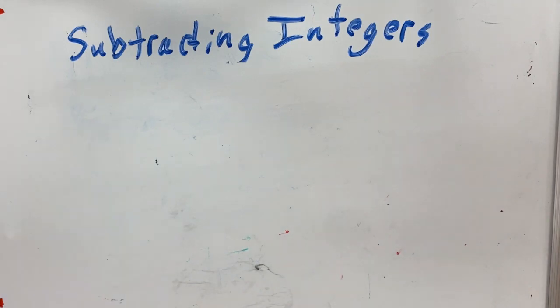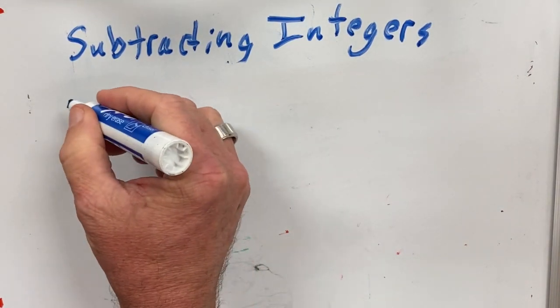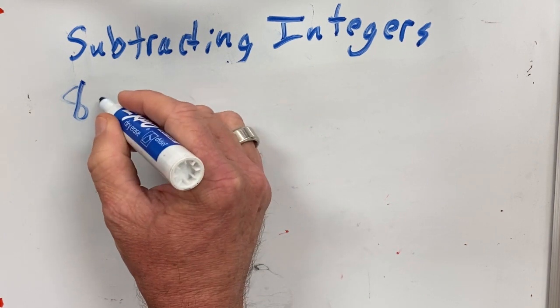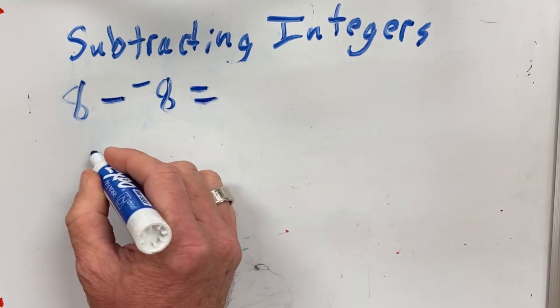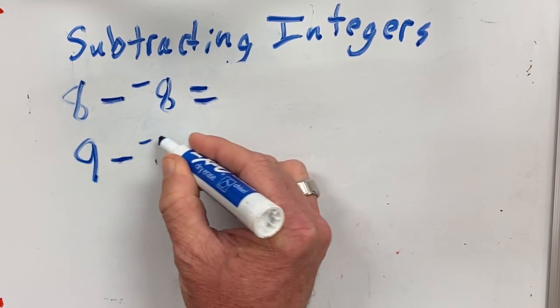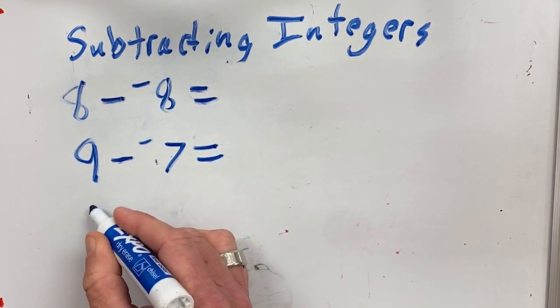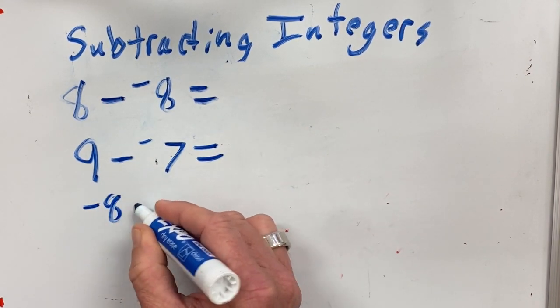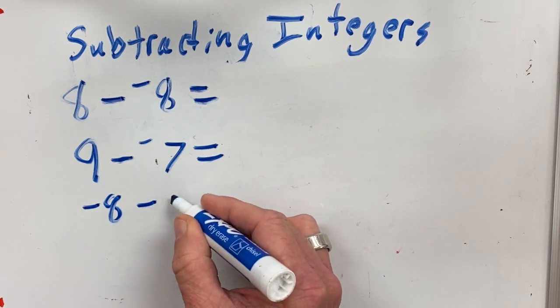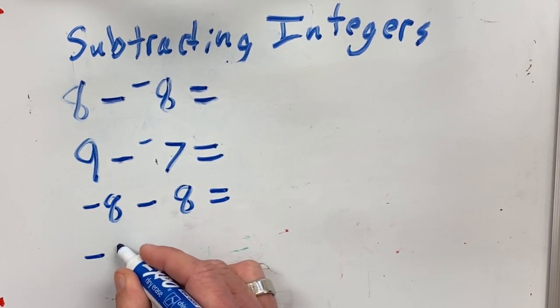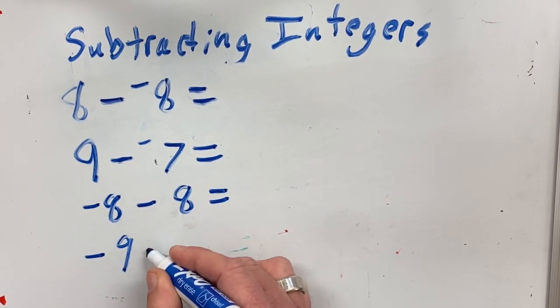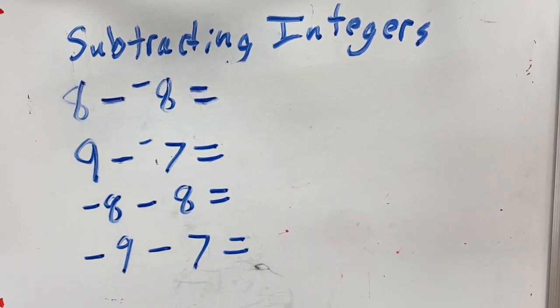Okay, here's a couple more for you to practice. 8 minus negative 8. 9 minus negative 7. Negative 8 minus 8. And negative 9 minus 7. So take a couple minutes and answer those, and then we'll compare it versus what we need.